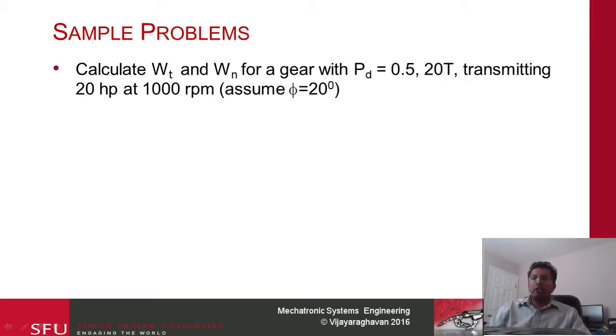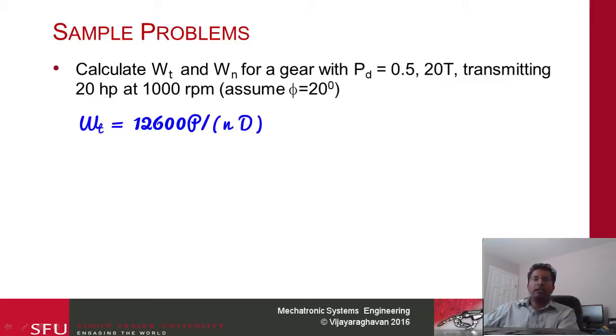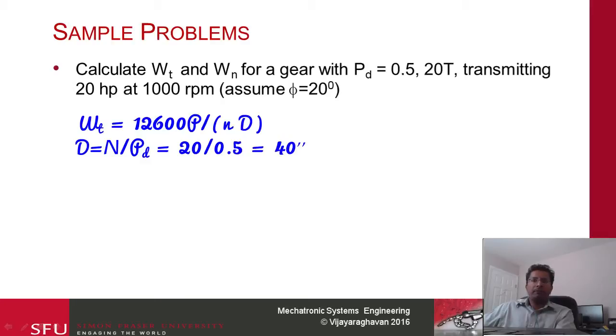Okay, so now actually solving this. First let's calculate WT. WT is going to be 126000 times P divided by N times D. So this is the formula that we had. For this, we need to calculate D. N is already given to be 1000 RPM. So D, if you recall before, D is N over PD. So D is N over PD, which becomes 20 divided by 0.5, which is 40 inches.